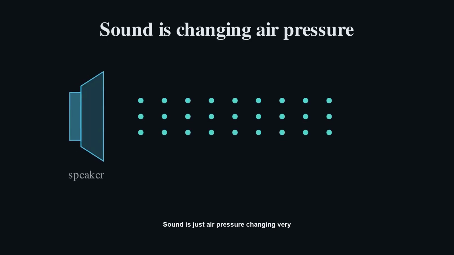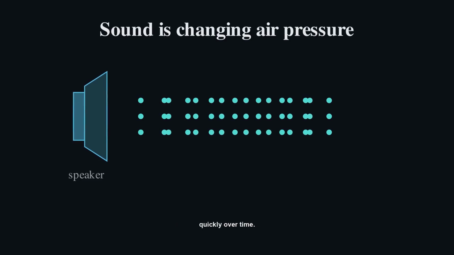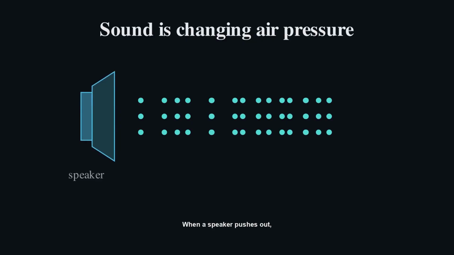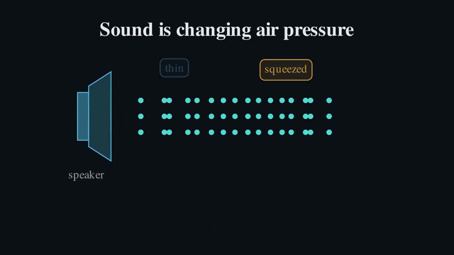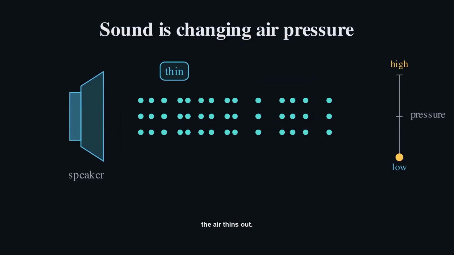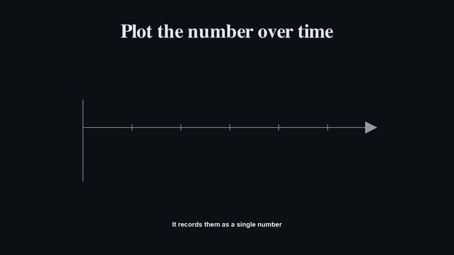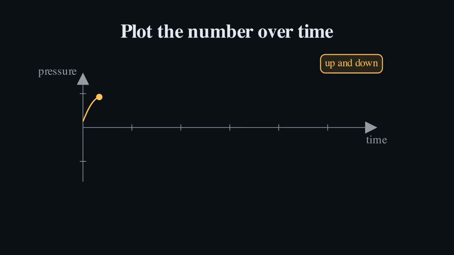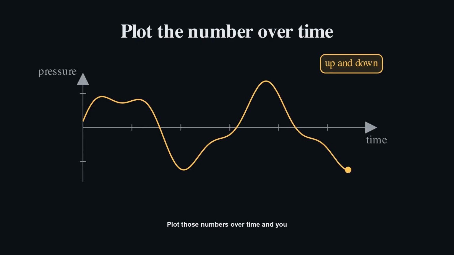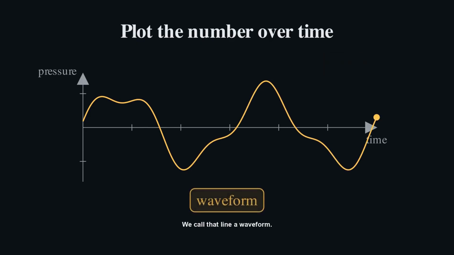Let's start with what sound actually is. Sound is just air pressure changing very quickly over time. When a speaker pushes out, it squeezes the air. When it pulls back, the air thins out. A microphone feels these tiny pushes and pulls. It records them as a single number that goes up and down. Plot those numbers over time, and you get a wiggly line. We call that line a waveform.